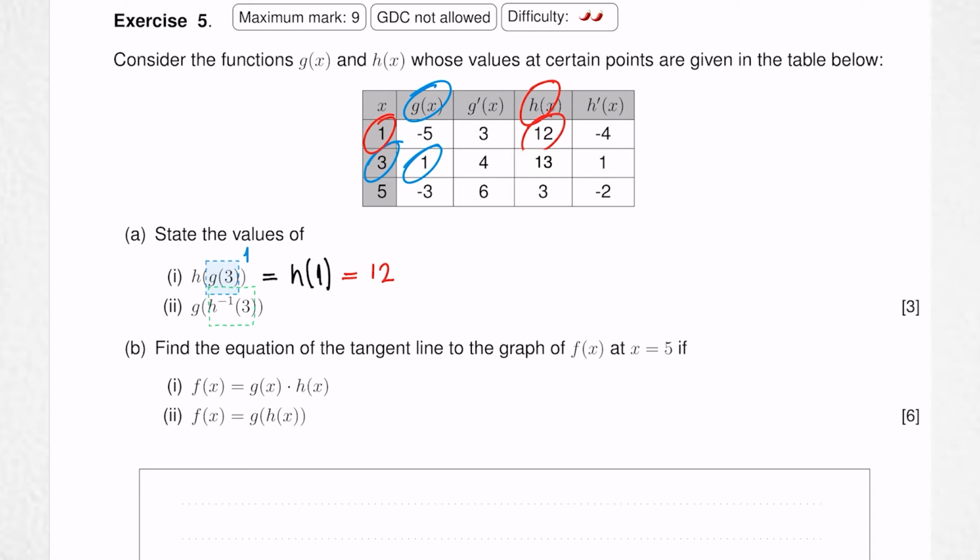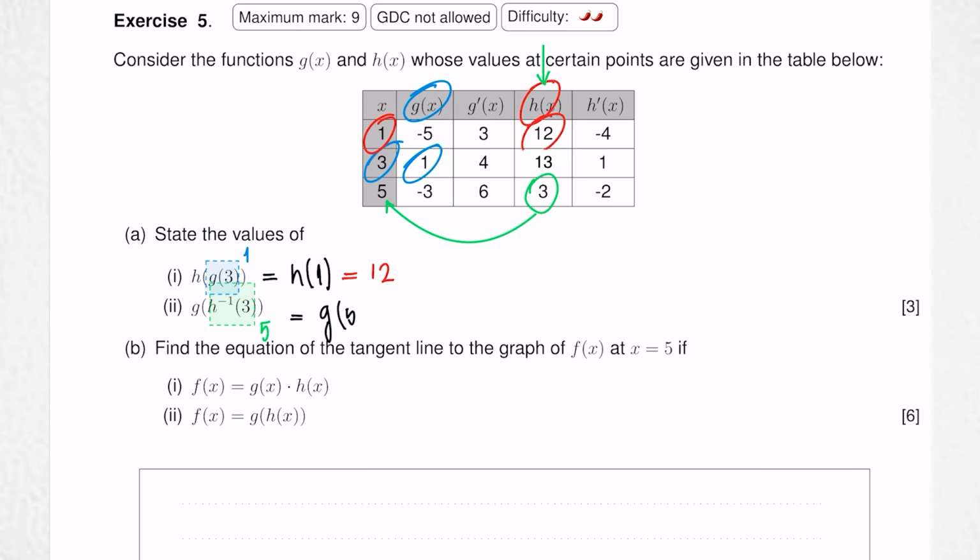What is h inverse of 3? What you're asking there is, what is the input if the output of h is equal to 3? Meaning, we want the output of h to be equal to 3. So we're asking, what is the x value that gives us that output? And that is equal to 5. Remember that we're talking about inverse functions. So it's not inputting 3 into h, but actually asking what was the input there that gave us 3 as the answer. And that is equal to 5. So we have g of 5, which is negative 3. And that's it. The easier part is done.